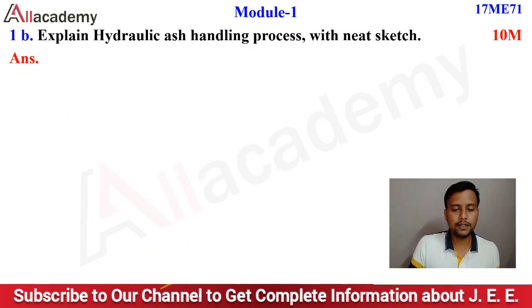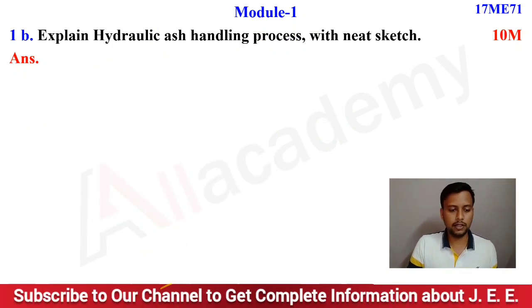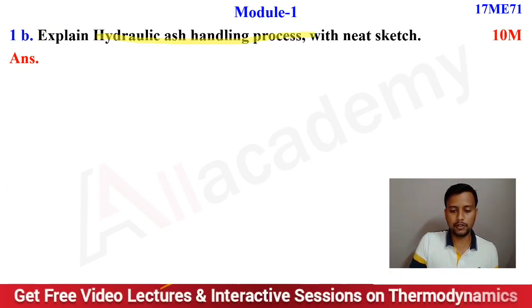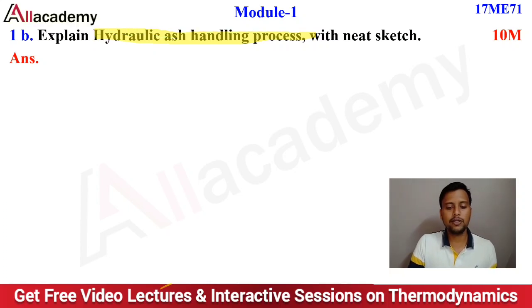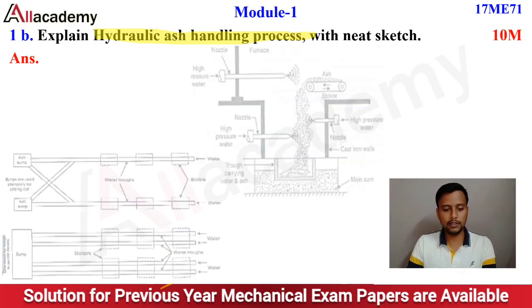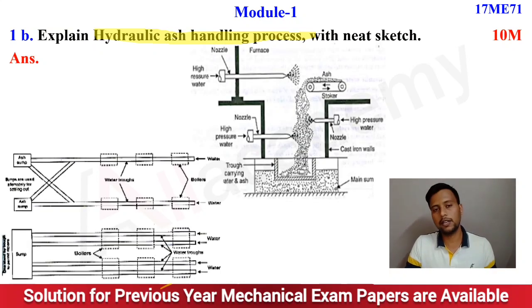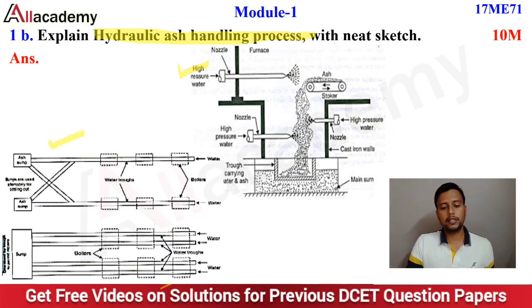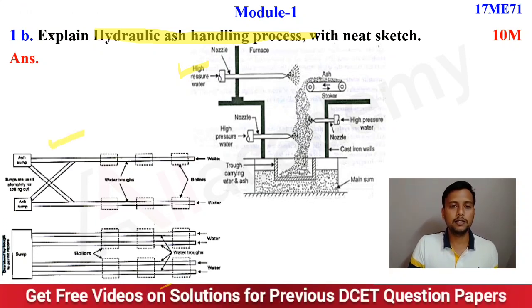And the second question, B, is: explain the hydraulic ash handling process with a neat sketch. It is clearly mentioned that it is the hydraulic ash handling process. In the hydraulic ash handling process there are two methods, one for low velocity and another for high velocity. So this is for high velocity and this is for low. Those who have drawn these figures may expect complete marks.